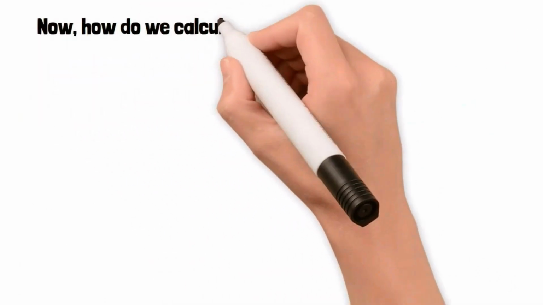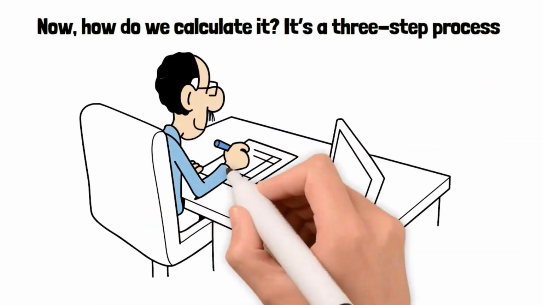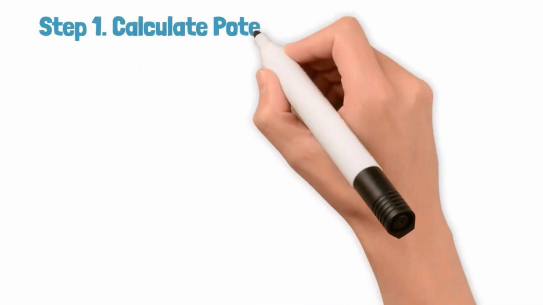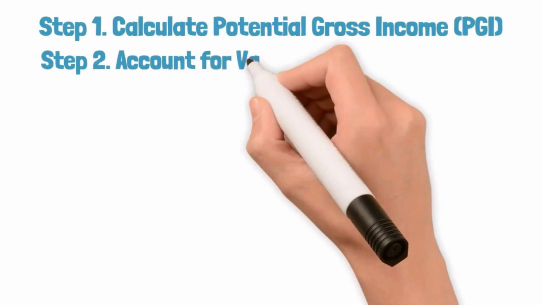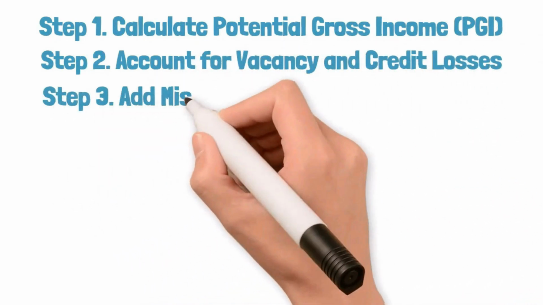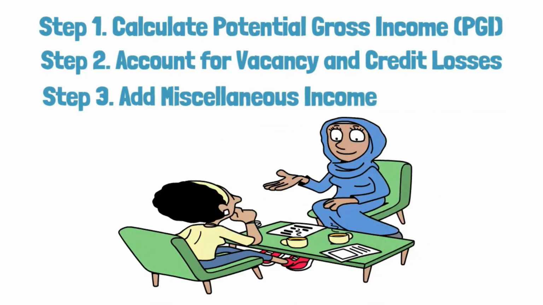Now, how do we calculate it? It's a three-step process, the first step being a calculation we just learned. Step 1, calculate potential gross income, PGI. Step 2, account for vacancy and credit losses. Step 3, add miscellaneous income. Now, let's break it down.